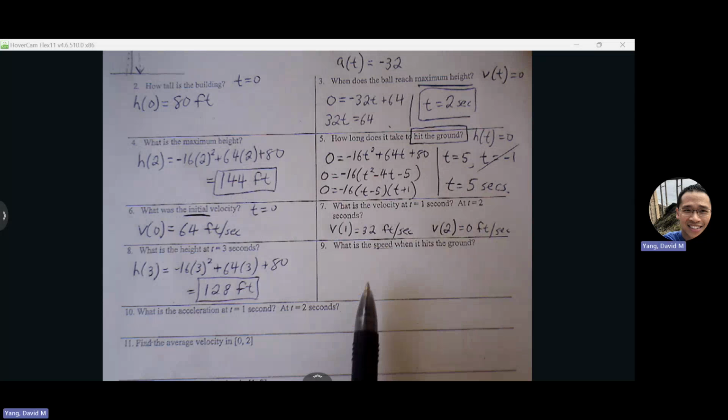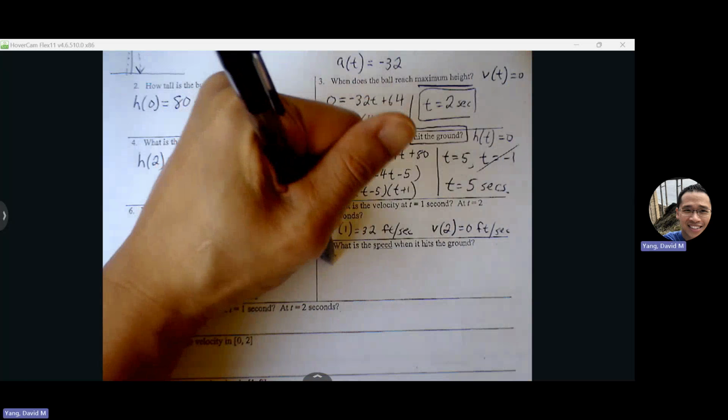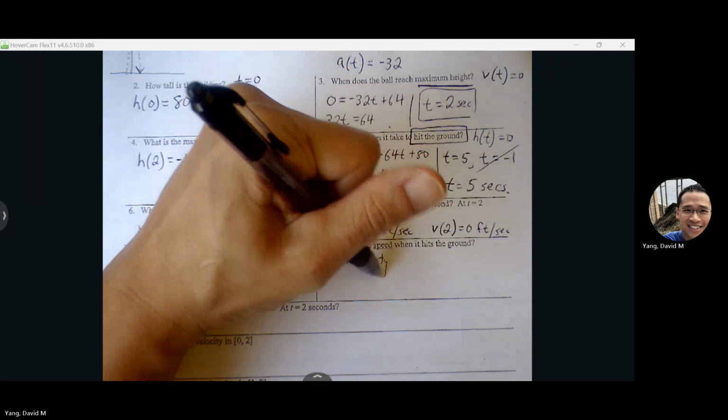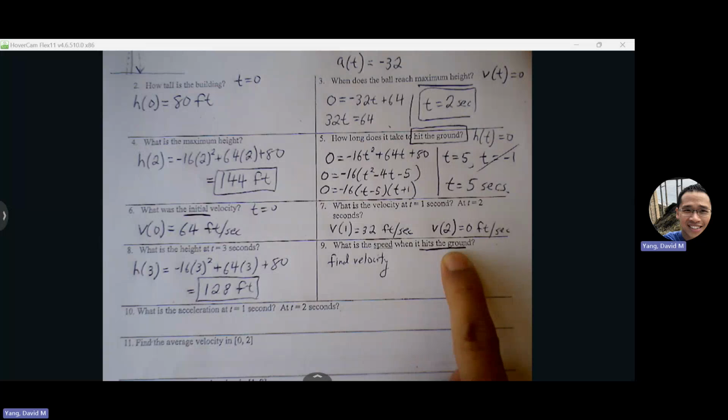Okay, number 9, what is the speed when it hits the ground? Let's not worry about speed. What's related to speed? Yeah, let's just find the velocity first. Do we know information about how long it takes to hit the ground? 5 seconds. So let's find the velocity at 5 seconds. So v of 5.